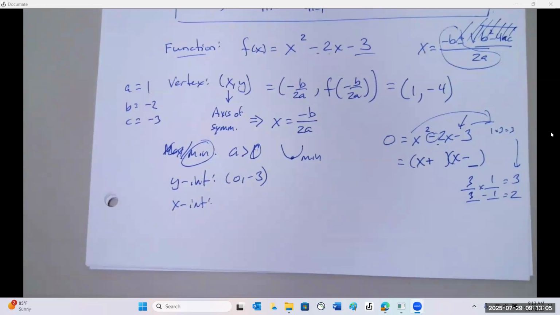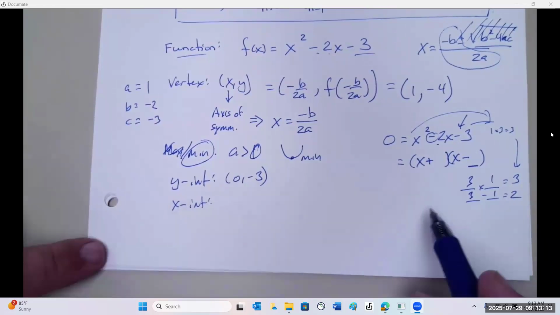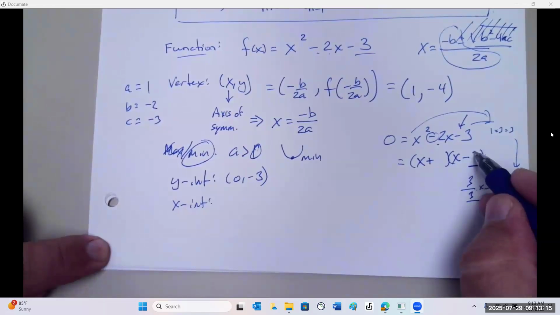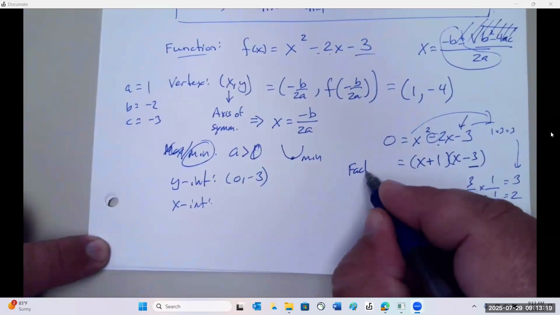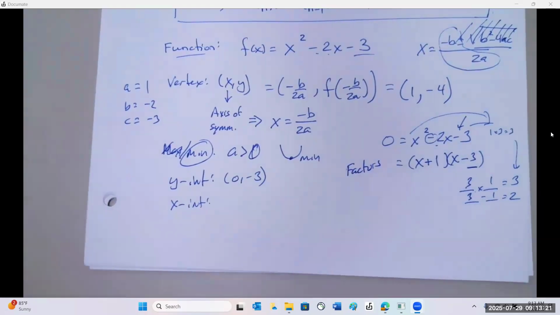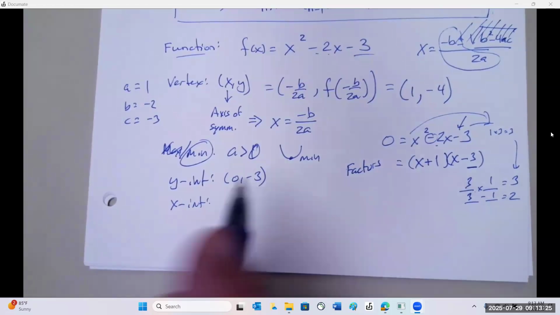Three and 1. You can't do 1 and 3 because 1 minus 3 is -2. So 3 and 1. Since 3 is bigger, the 3 goes there, the 1 goes there. These are my factors. What do I do next?